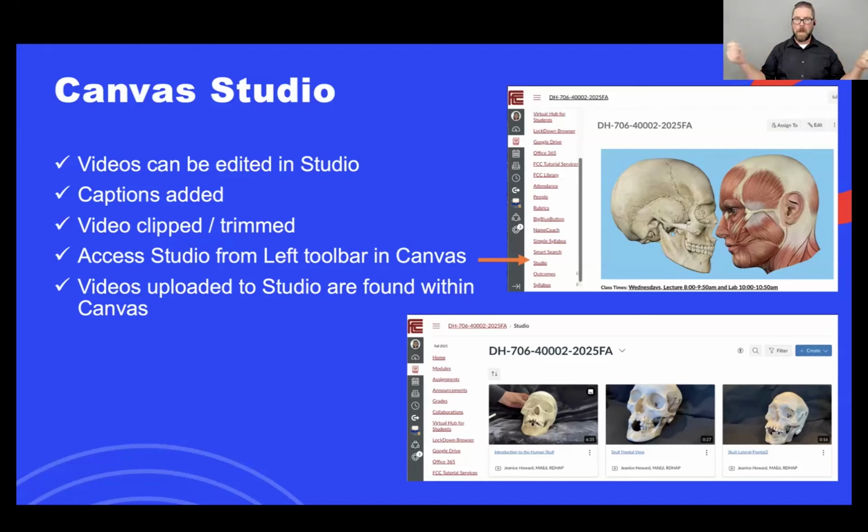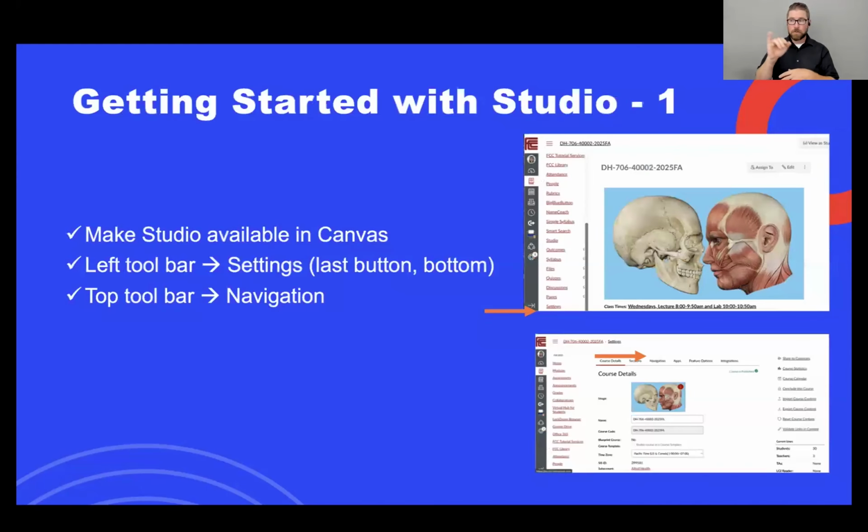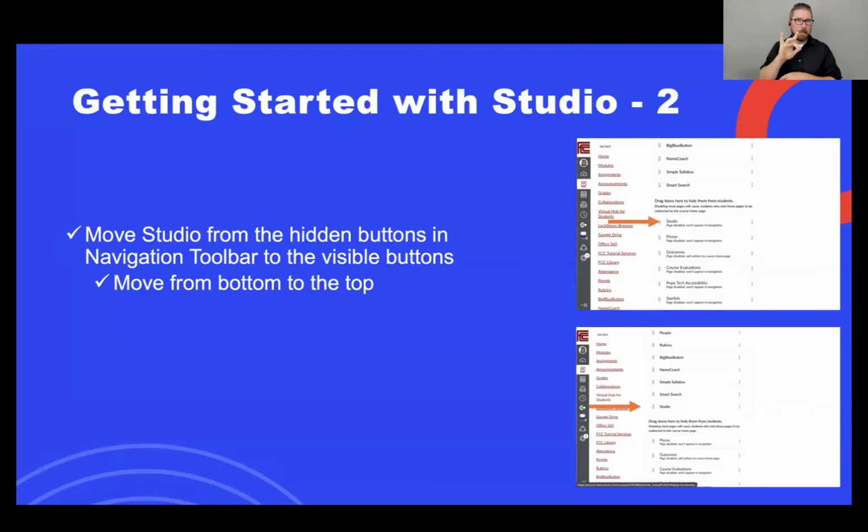To access Studio, you can get it right here in the toolbar in Canvas on the far left side. And those videos uploaded to Studio are found within Canvas, and you can access them across all your courses. So if you were like me and don't have Studio available in Canvas, you'll have to go down to the settings bar, that last button on the bottom in the far left toolbar, and then open up the navigation section. So once you open the navigation section, you have to move Studio from not visible to visible, right?